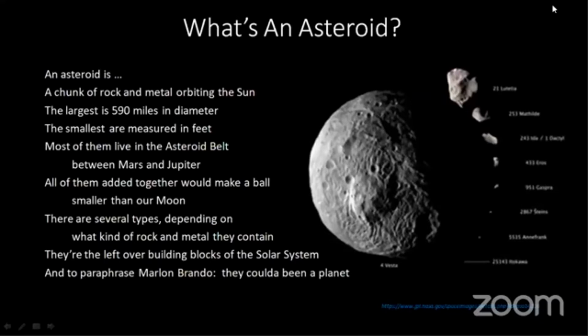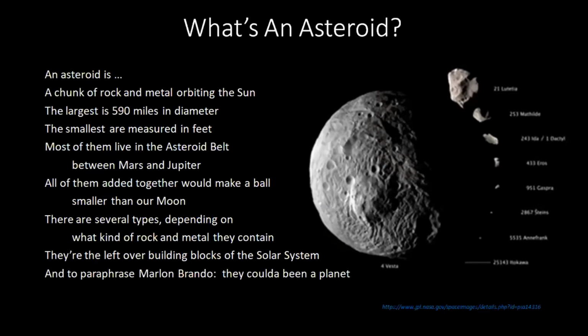First question is, what is an asteroid? Well, at its most fundamental level, an asteroid is a chunk of rock and metal that orbits the sun. They're fairly small. The biggest is Ceres, which is now classified as a dwarf planet, but it's only 590 miles in diameter. The smallest are measured just in feet.